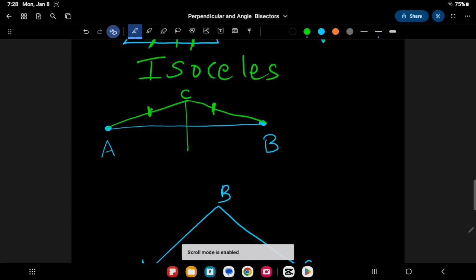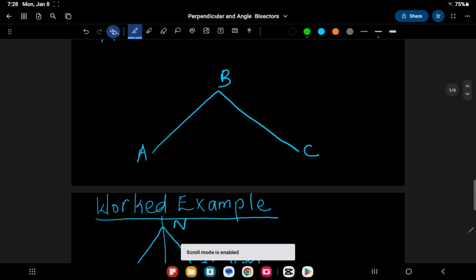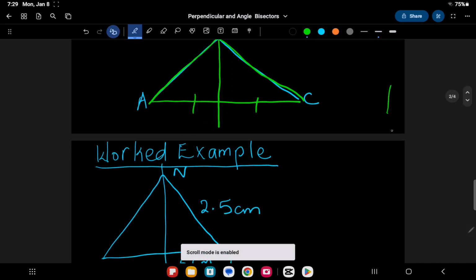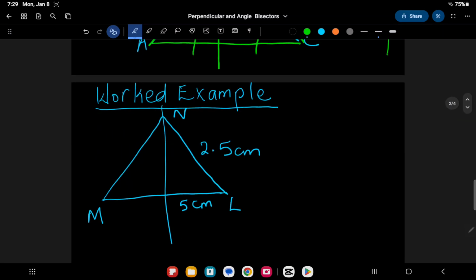The converse of that is if you have an angle, let's say, and you draw a line AC and you bisect that angle. It means that these two distances will be equal and these two will also be equal. Alright, so this is the perpendicular bisector theorem and the converse of it. So let's look at an example.